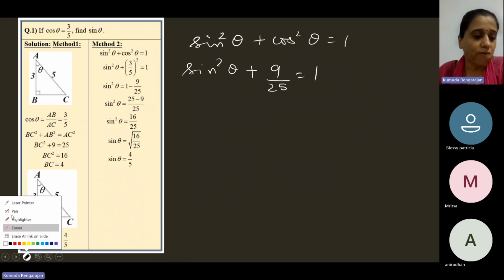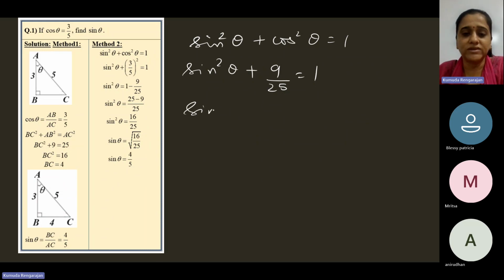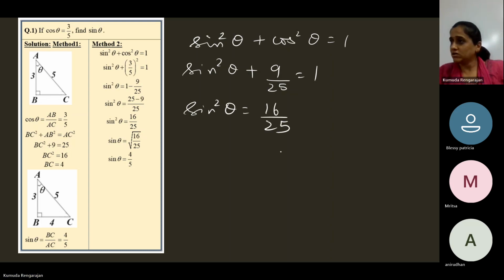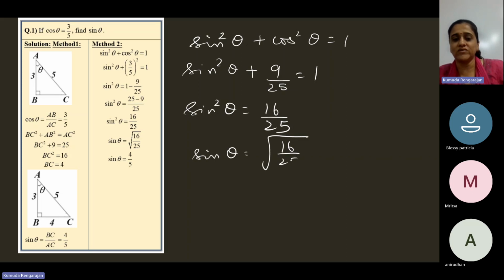Is equal to 1. So sine square theta is equal to 1 minus 9 by 25, which is 16 by 25. So sine theta is equal to square root of 16 by 25, which is 4 by 5. So that's what we got earlier also using the triangle method.